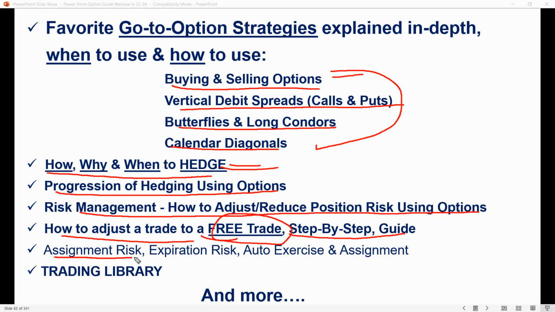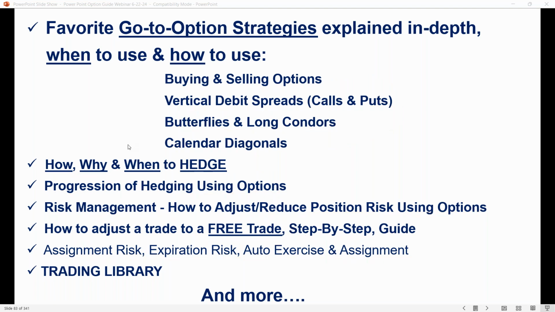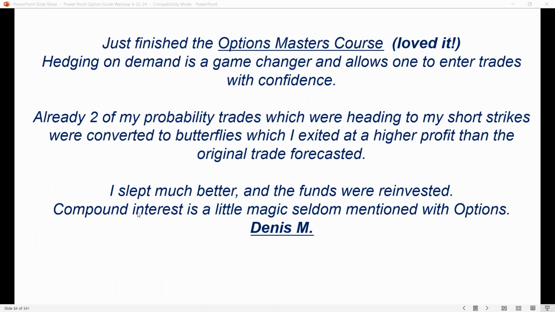Make sure that you're going to understand assignment, expiration risk, auto exercise. A lot of people will get pretty freaked out about short strikes getting assigned. So in this course, we'll lay out what you need to know and make sure you're not worried about that, because it's a real simple way that we can look at options to know we're not going to get assigned. So you'll learn that in the course. So no need to fret about it. And then you've got a good trading library of past trades you can go look at, which is really helpful to learning. Looking at past trades, the good ones and the bad ones, to see what you did right or wrong.